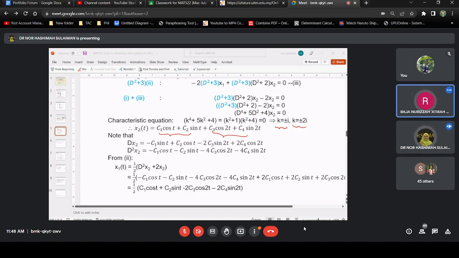Ya, doktor. Ada soalan nak tanya sebelum saya tanya soalan. Kenapa saya guna equation yang kedua tadi bukan equation yang pertama? Sebab lagi senang kan dah dapat x2 tadi. Be straight to the point.